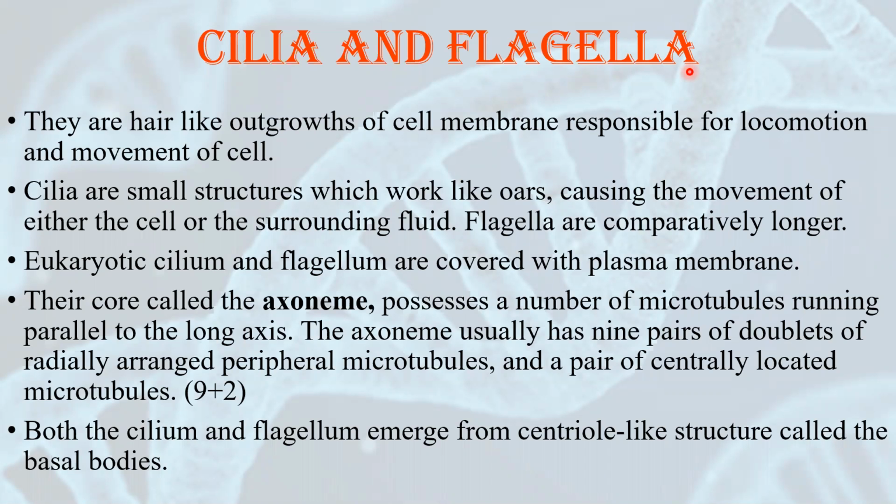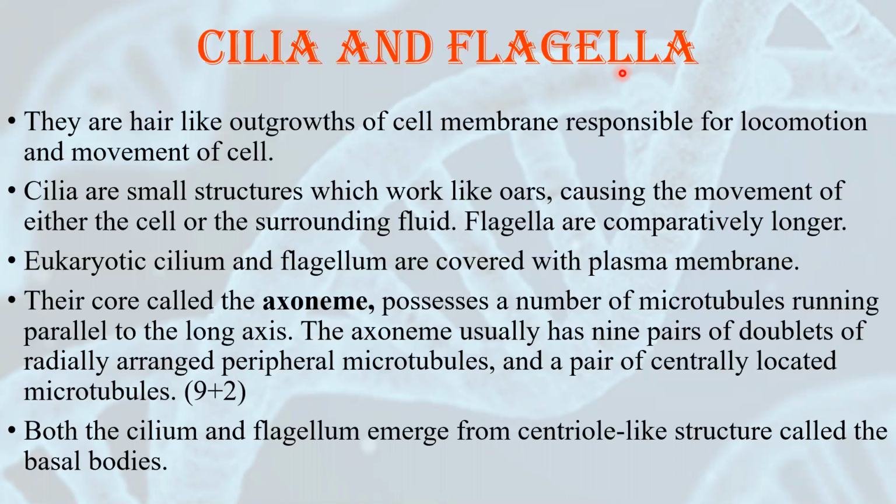Cilia and flagella, both are responsible for locomotion and movement of cell. Cilia are very small hair-like structures, and they are present on the entire cell. Whereas flagella is a tail-like structure, and flagella are generally found on one or the other ends of the cell. So these both are different in external structure, but their function is same and their basic structure is also same. We can see here they are hair-like outgrowths of the cell membrane responsible for locomotion and movement of cell.